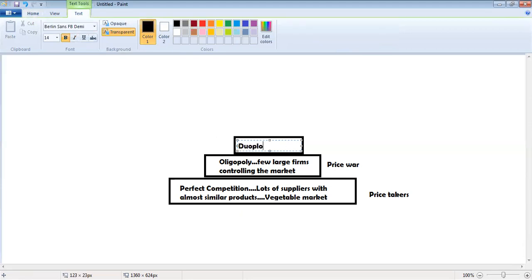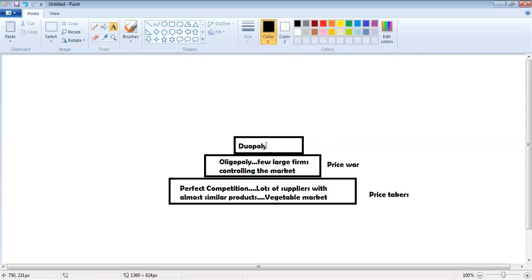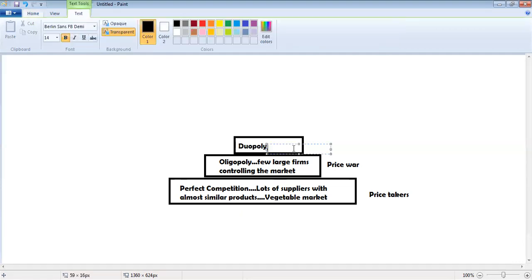Duopoly. The word duo means 2. So duopoly means there are 2 large firms controlling the entire market, or only 2 large firms. That's why we call it duopoly. Two large firms.